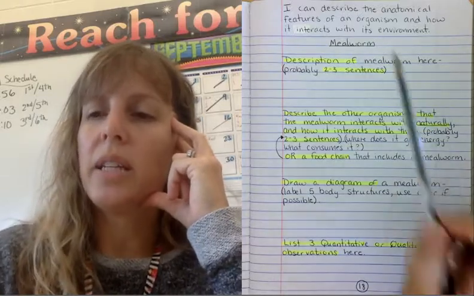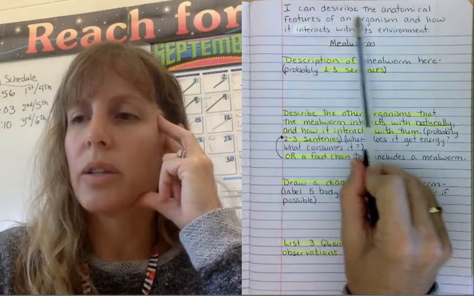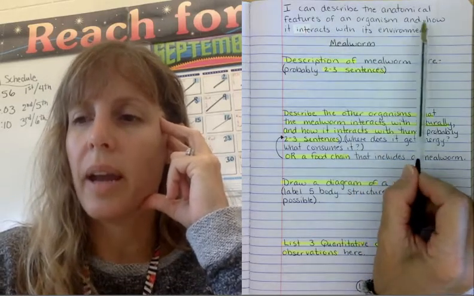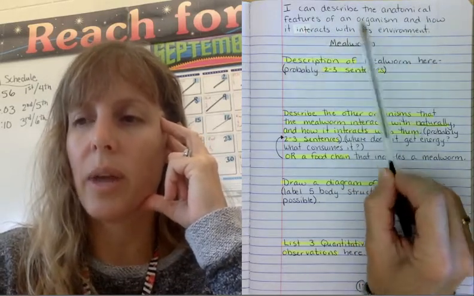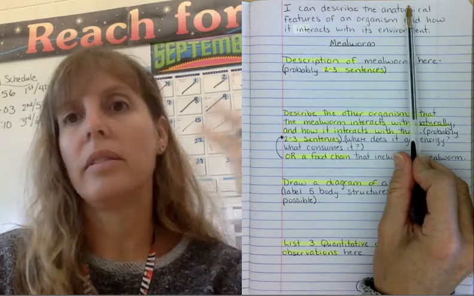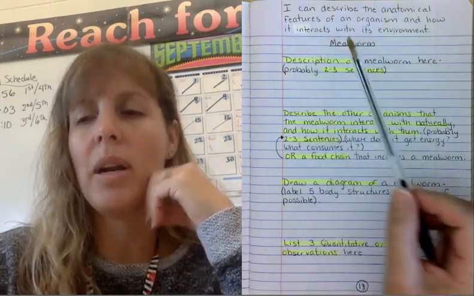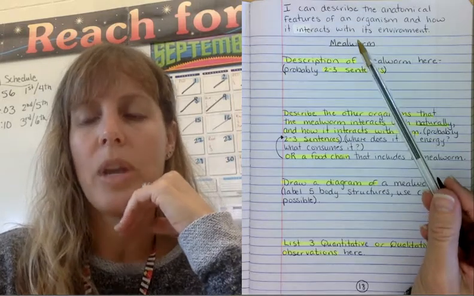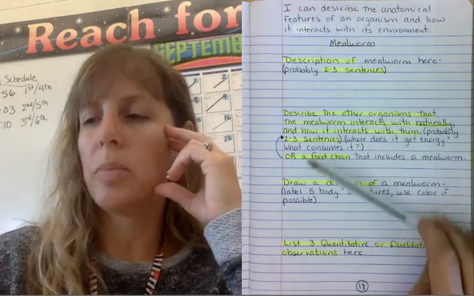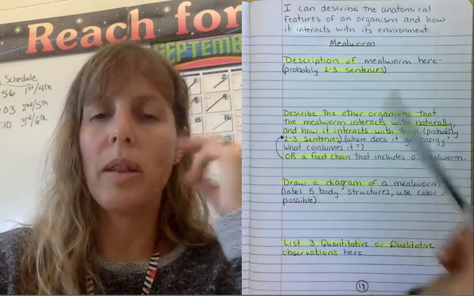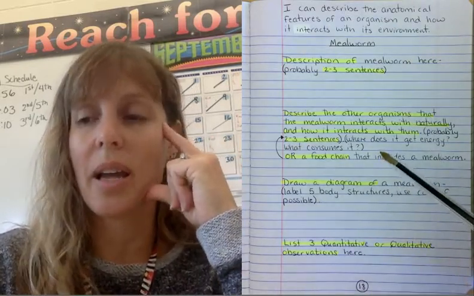On page 18, our learning target is I can describe the anatomical features of an organism and how it interacts with its environment. So anatomical just means like legs, arms, body parts. And how it interacts with its environment is really just a food chain, okay? So you can do this whole page by hand, or you have another option. So let me go over this page first, and then I'll talk about the second option.